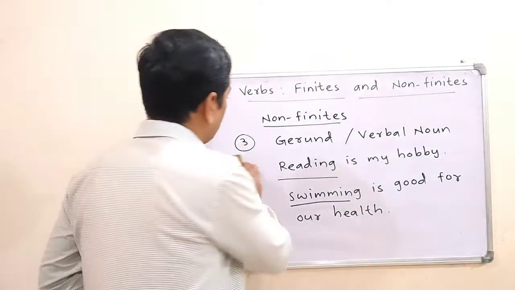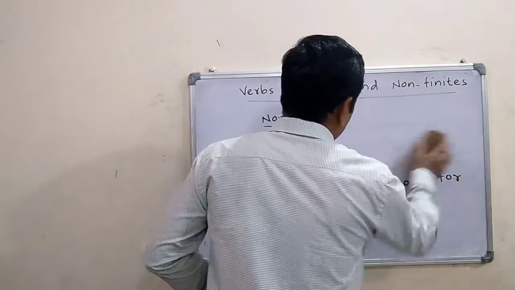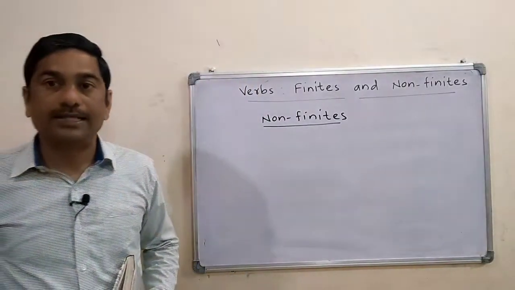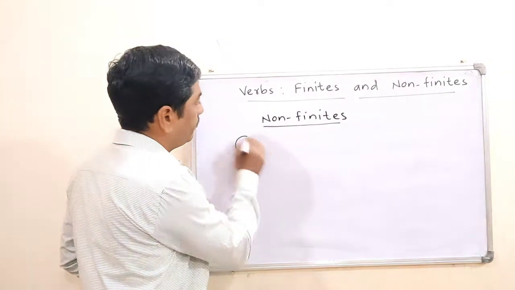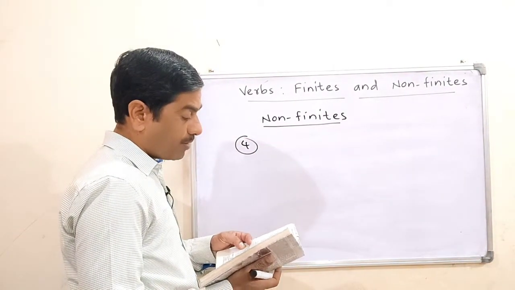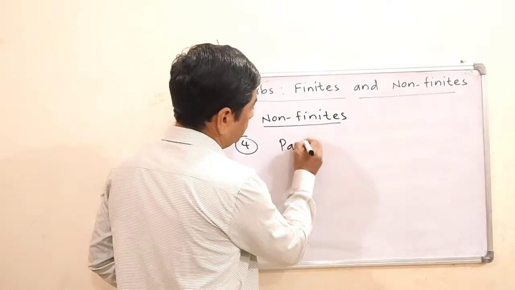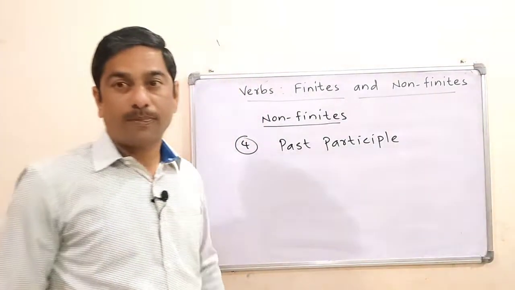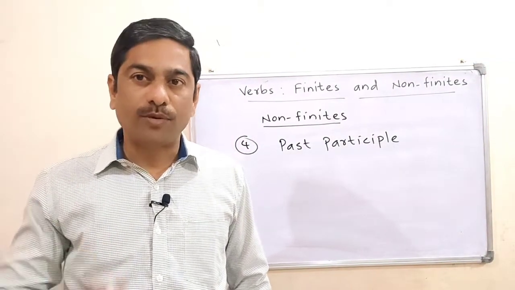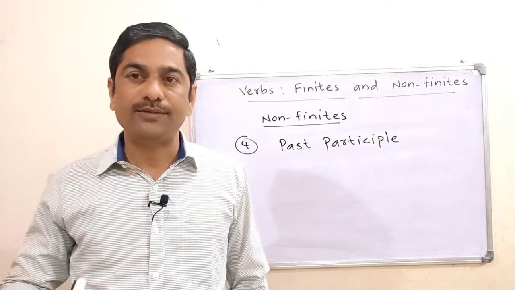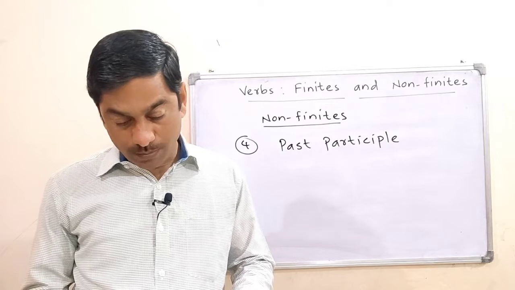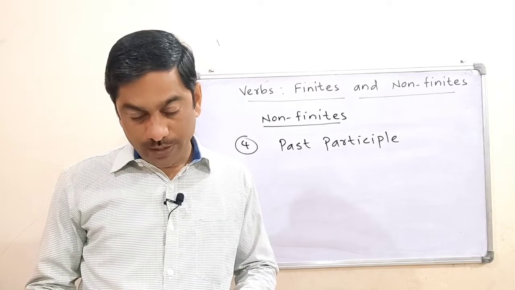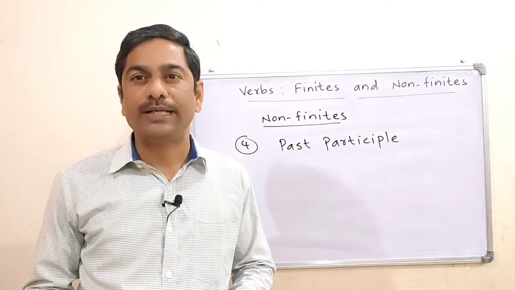Now we will speak about the fourth subtype of non-finite verb, that is past participle. So what is participle? Past participle is the V3 form of the verb, and we make use of past participle in perfect tenses.